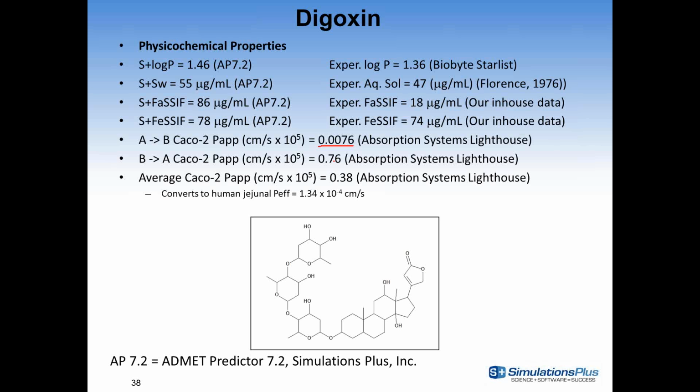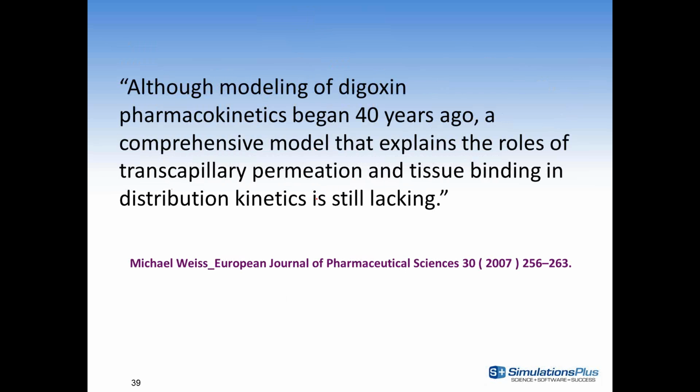We can also estimate the passive permeability by taking the average of these two. So we start out with this as our passive permeability. That converts to a human jejunal permeability of 1.4 times 10 to the minus 4, moderate permeability.